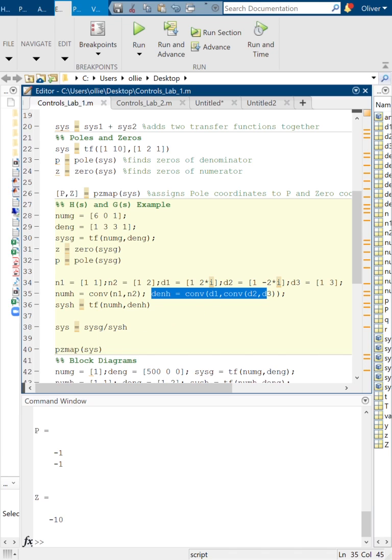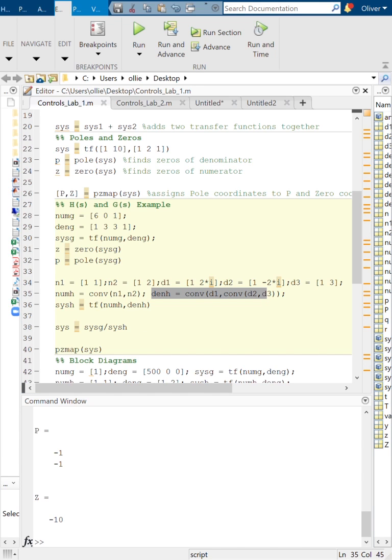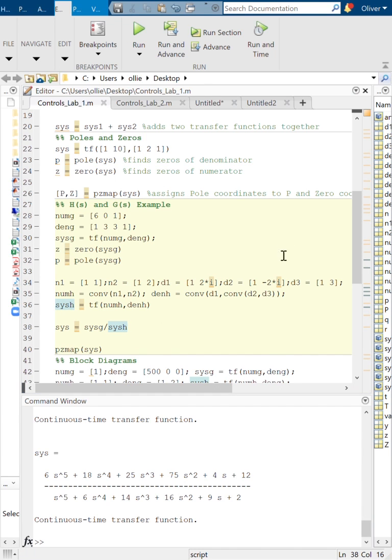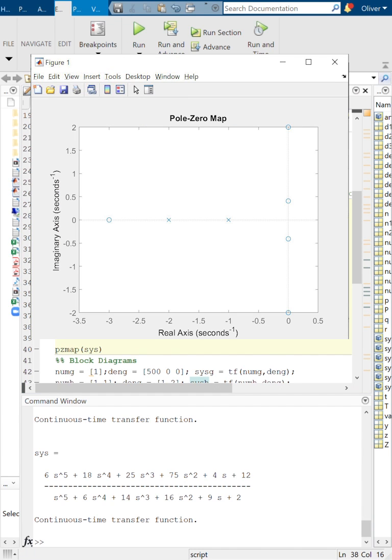And then if we want to do a division, say g of s divided by h of s, you just use the division key. And we'll set that equal to a new transfer function called sys, and then we'll do a PZ map of sys. So instead of storing the poles and zeros into arrays like we did here, we're just going to plot it. So let's see what we get. So here's our PZ map, and you can see we have the poles and zeros.